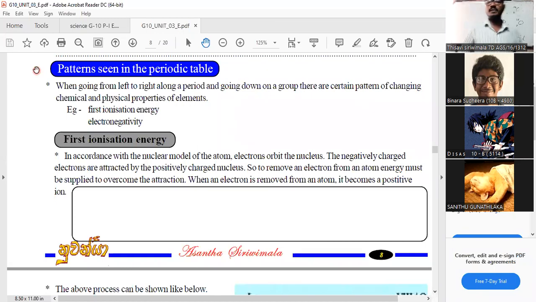Right. The next subtopic will be first ionization energy. ඊළඟ subtopic එක දාගන්න first ionization energy. හරි ඊට පස්සේ මේ විස්තරයක් තියෙනවා. ඒක ඉස්සර topic එක ලියන්න.